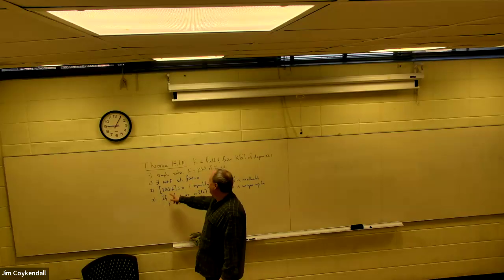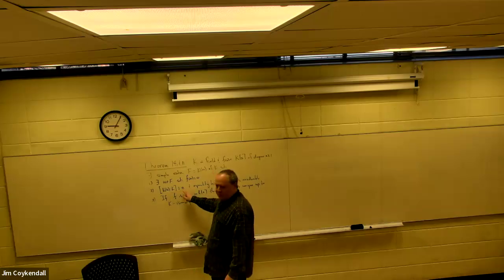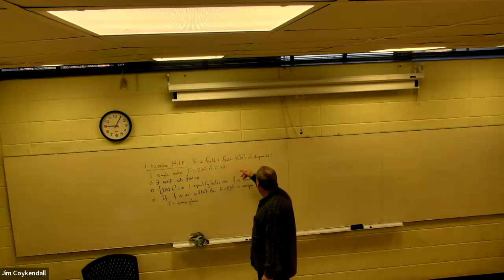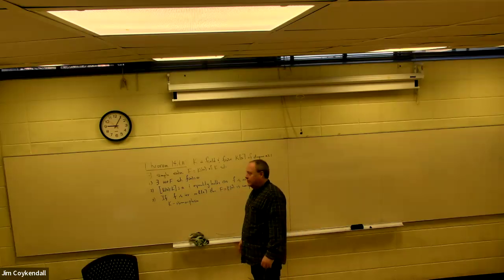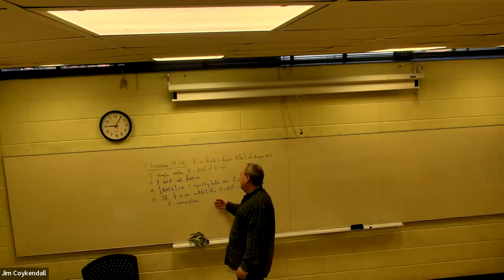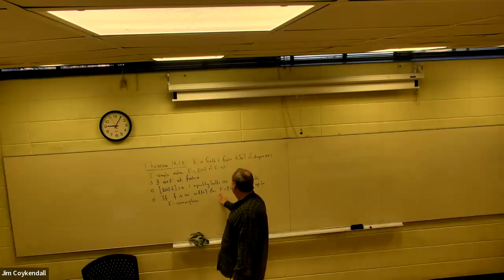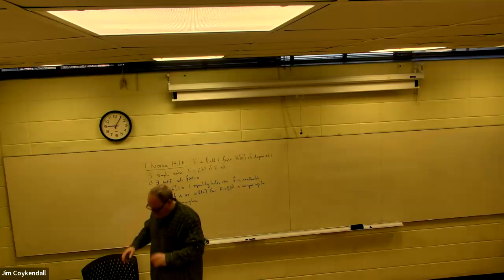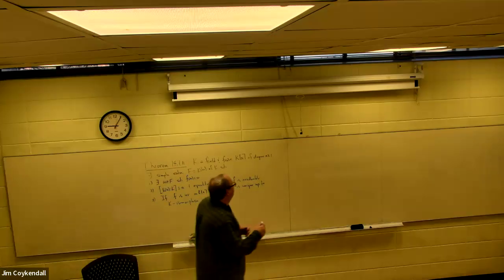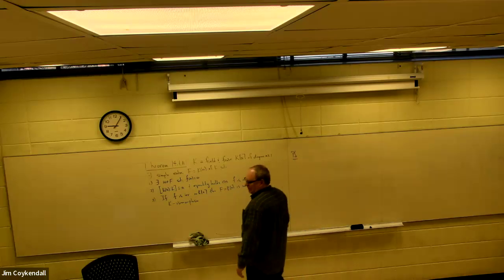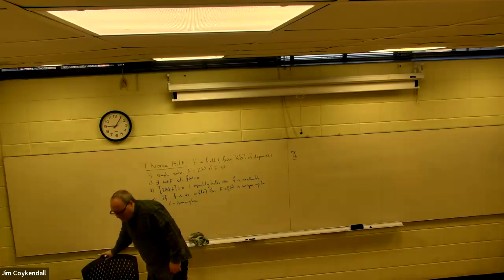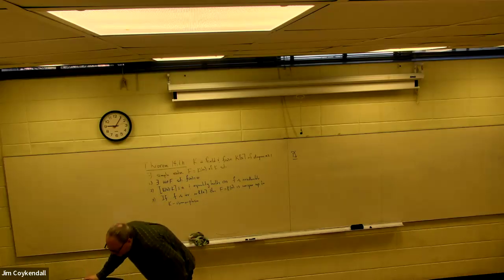Number two, the degree of k(u) over k is no more than n, the degree of f of x, and equality holds if and only if f is irreducible. And number three, if f is irreducible in k[x], then this is unique up to k isomorphism. Okay, so I'm going to go through this bit by bit. We're going to start with the first claim.